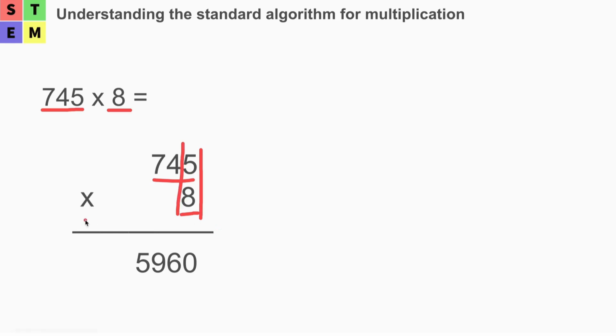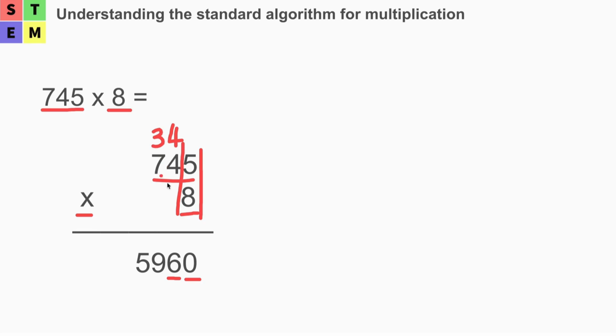So we have the multiply sign there, and once we do the calculation, 5 times 8 equals what? 40, right? So we write 0 there, and we carry 4 here. And 4 times 8 is what? 32. And 32 plus 4 is 36. So we write 6 here, and we carry 3 here.